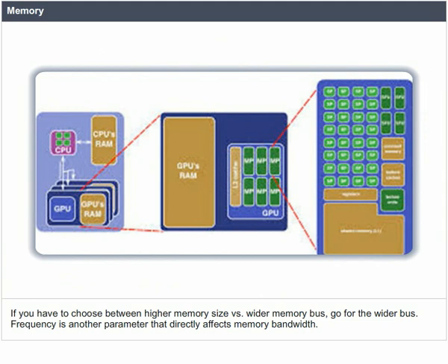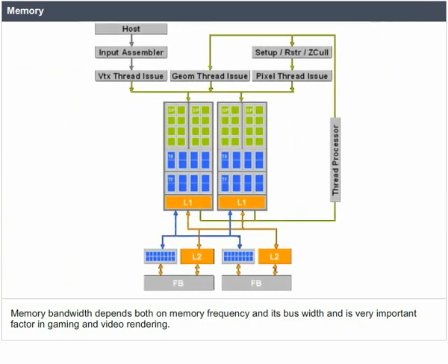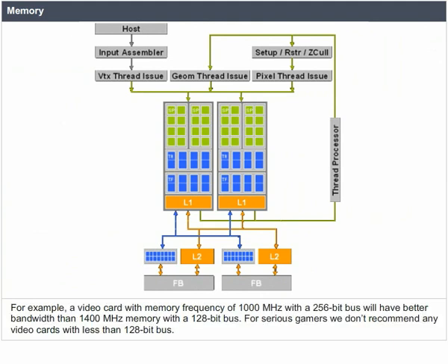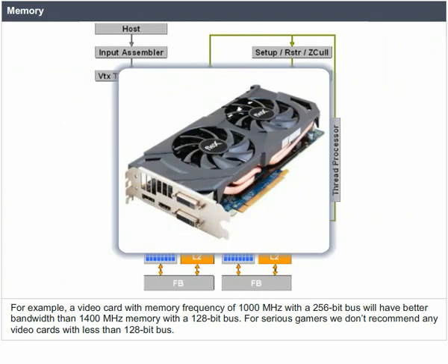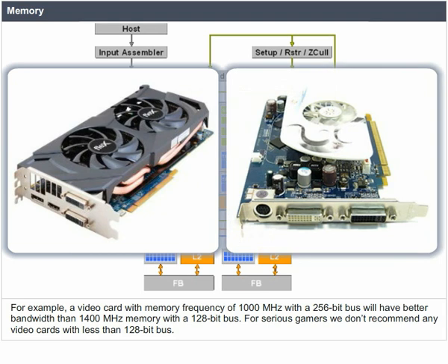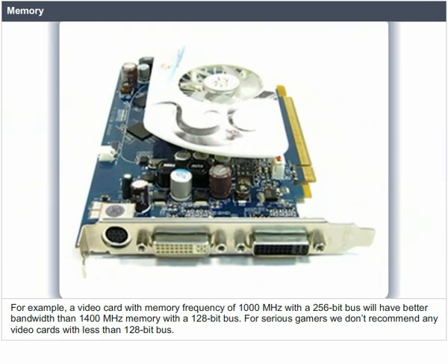Frequency is another parameter that directly affects memory bandwidth. Memory bandwidth depends both on memory frequency and its bus width and is a very important factor in gaming and video rendering. For example, a video card with memory frequency of 1000 MHz with a 256-bit bus will have better bandwidth than 1400 MHz memory with a 128-bit bus. For serious gamers, we don't recommend any video cards with less than a 128-bit bus.